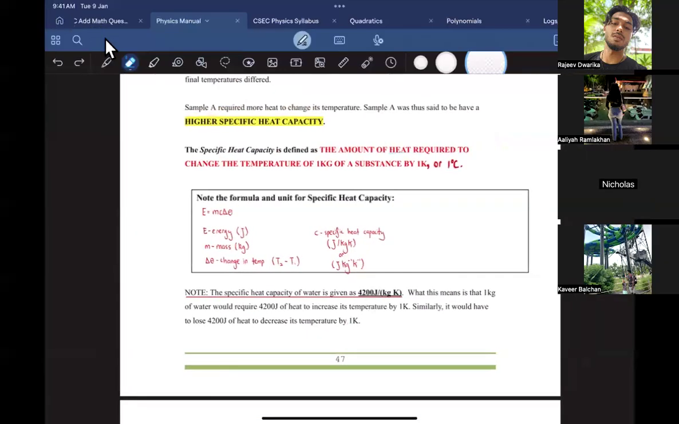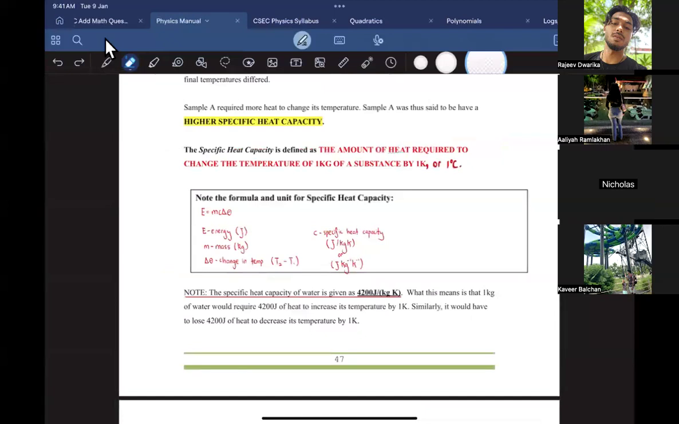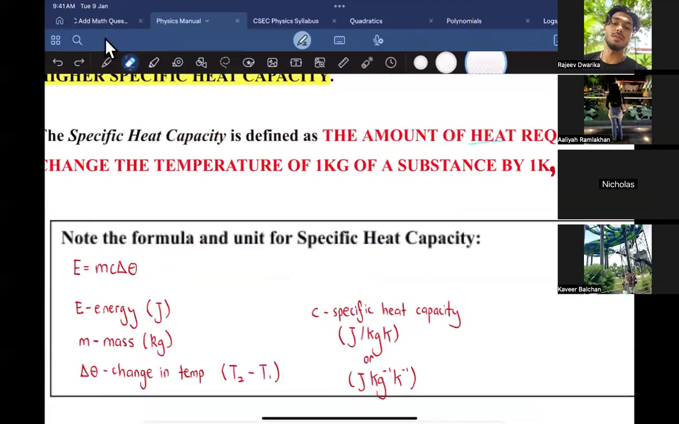Right. So the formula for specific heat capacity is E is equal to mc delta theta. And Aliyah, the specific heat capacity is how much heat energy raises the temperature of 1 kilogram of a substance by 1 Kelvin. So it must be a kilogram of the substance.